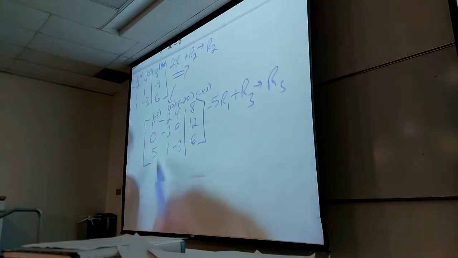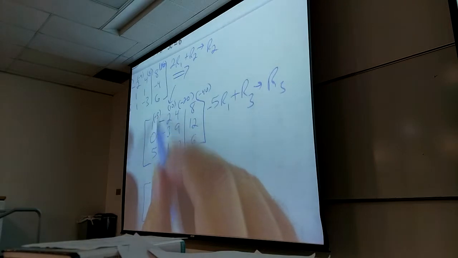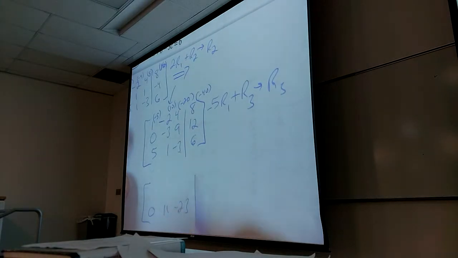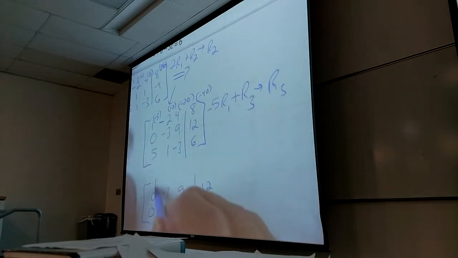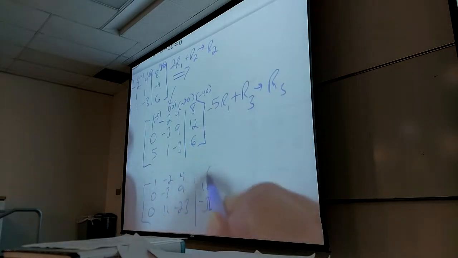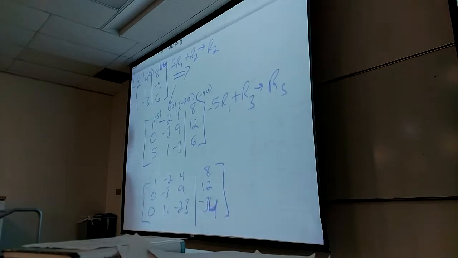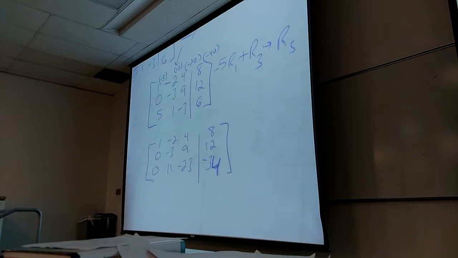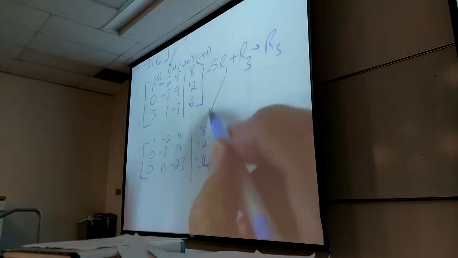And now when I add it, I'll get 0, 10 plus 1, 11, negative 20 plus negative 3, negative 40 plus 6, negative 34. Good job, Jeff. Showing off my awesome adding skills. So that's doing this stuff to it.